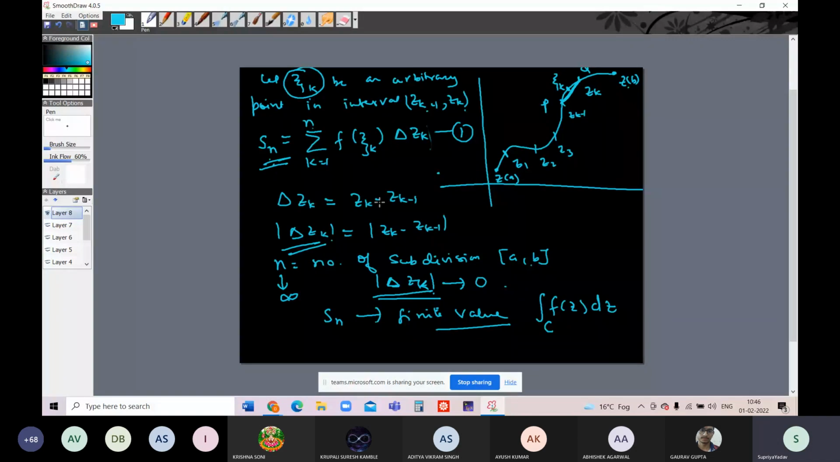This sum, the finite value of the sum, will be equal to the integral. The summation will be replaced by the integral sign, because integration is a continuous sum. So we are replacing it by the integral sign, and we are saying that the function f(z) is integrable along this curve C, and this integral is called a line integral or contour integral in the complex plane. Okay, so this is the definition of line integral and contour integral.